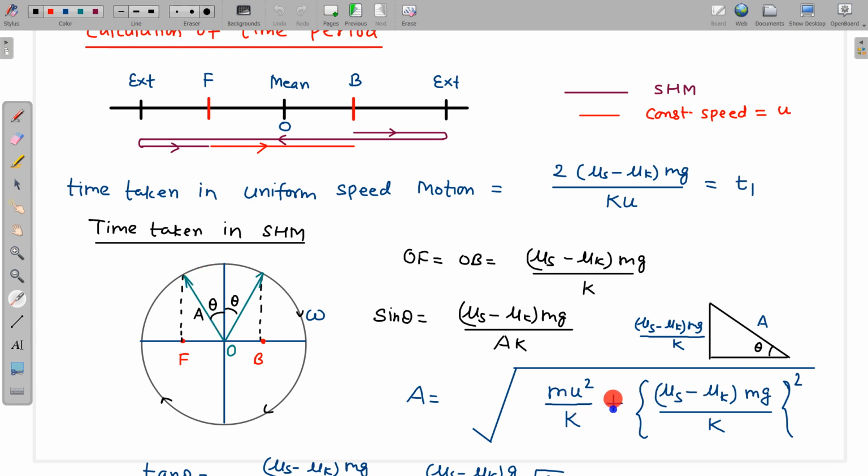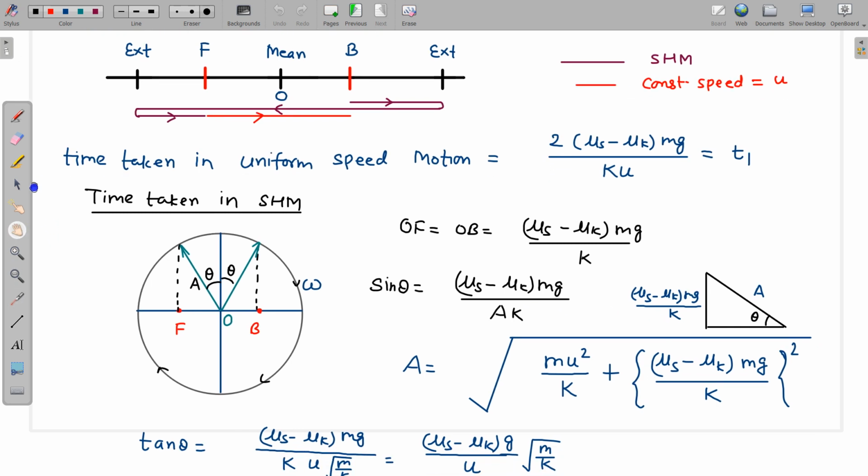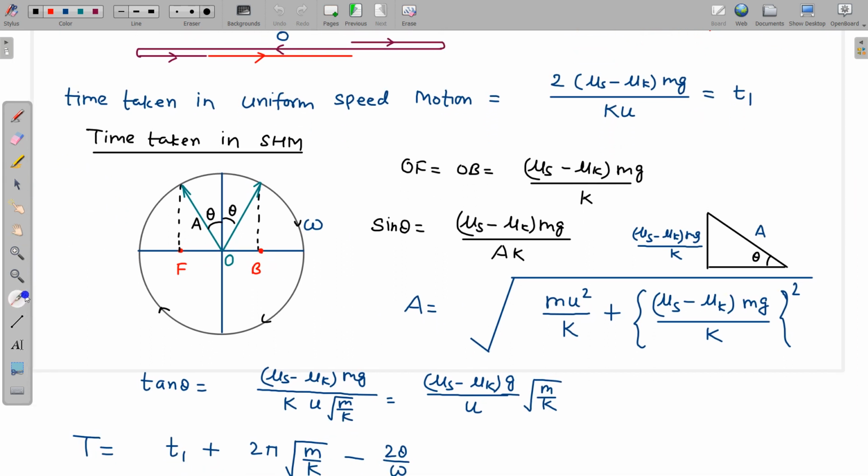Amplitude A we have calculated earlier, and it is equal to this. In the answer given in the book they have not used sine inverse, they have used tan inverse of the angle. You can find tan theta also from this diagram. If you find tan theta, this squared minus this squared, if you subtract, you will get tan theta, which is this by this. So this is the value of tan theta.